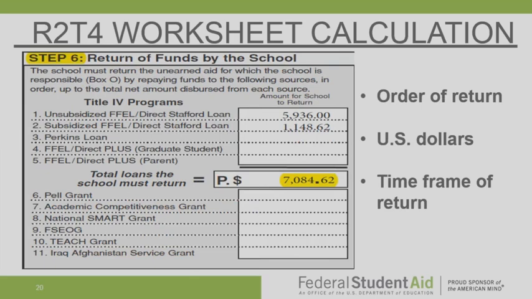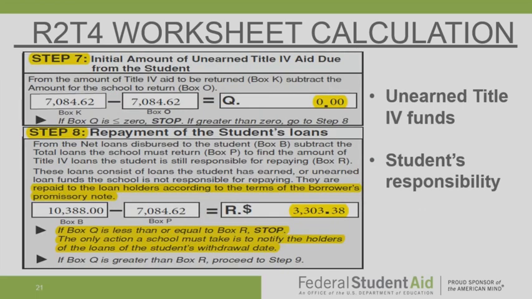$7,084.62. And you need to return it in the order of unsub first, then sub, total dollar amount to return within 45 days in US dollars. And because COD only takes whole dollar amounts, you only return $7,084 with no cents. Do not return the cents. So $7,084.62 is unearned. The school is going to return $7,084, total to zero. So the student is only responsible for the $3,303.38 that is applied in your student's ledger that he will pay in accordance to his MPN.